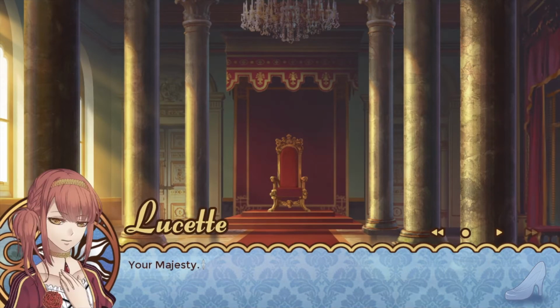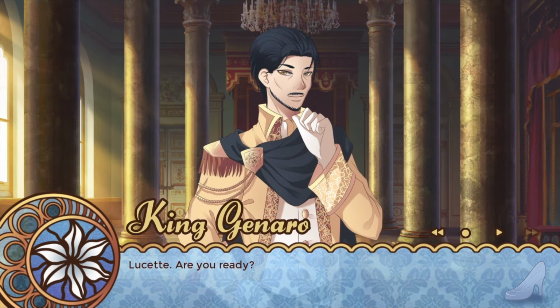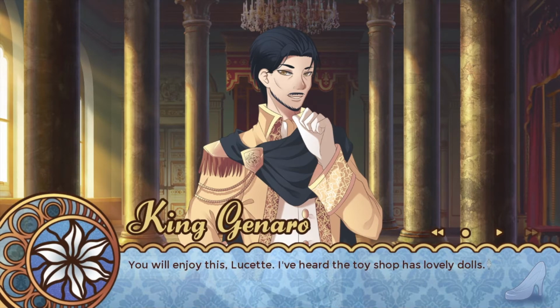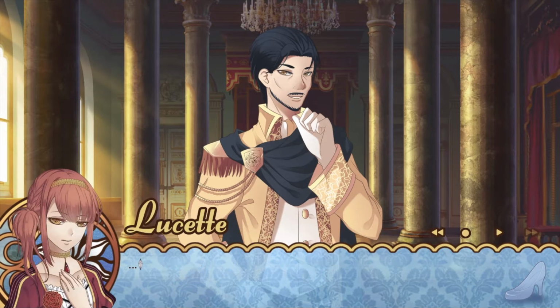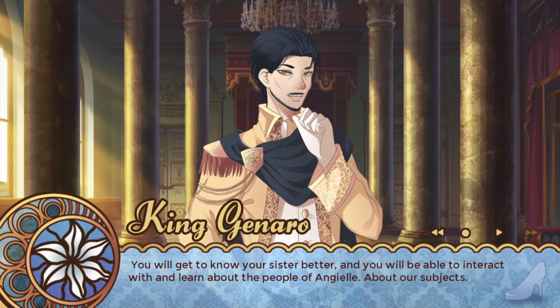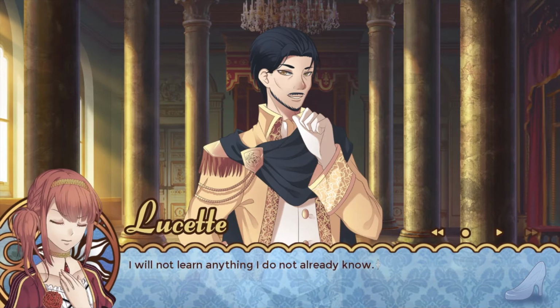Your Majesty. Lucette, are you ready? You will enjoy this, Lucette. I've heard the toy shop has lovely dolls. This will be good for you. You will get to know your sister better, and you will be able to interact with and learn about the people of Angiel, about our subjects. I will not learn anything I do not already know.